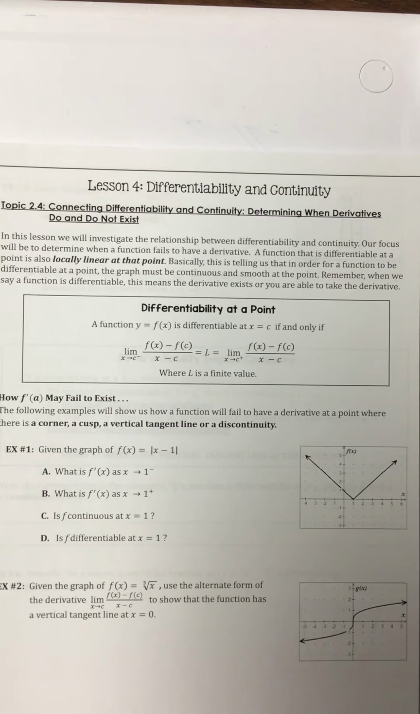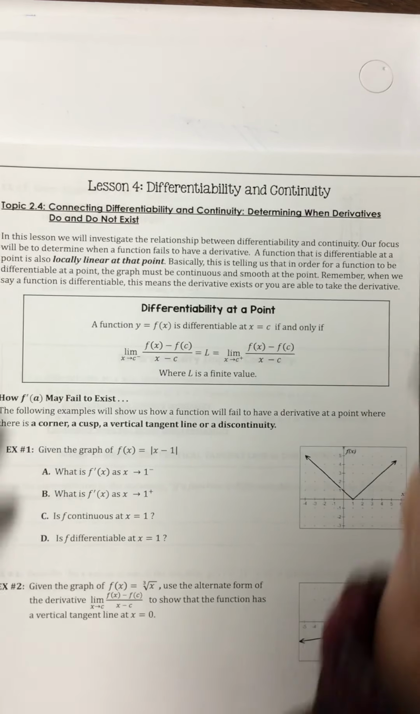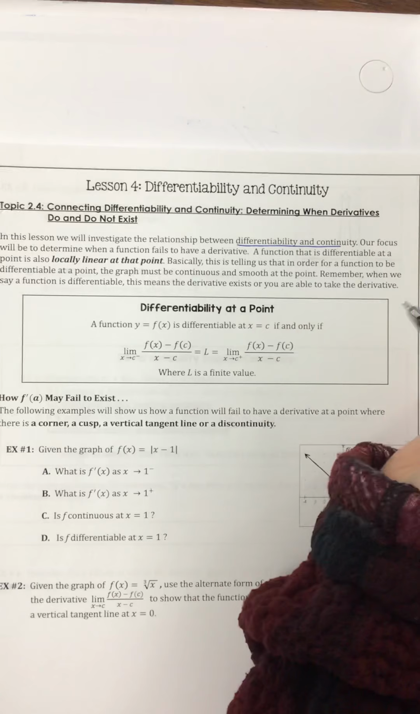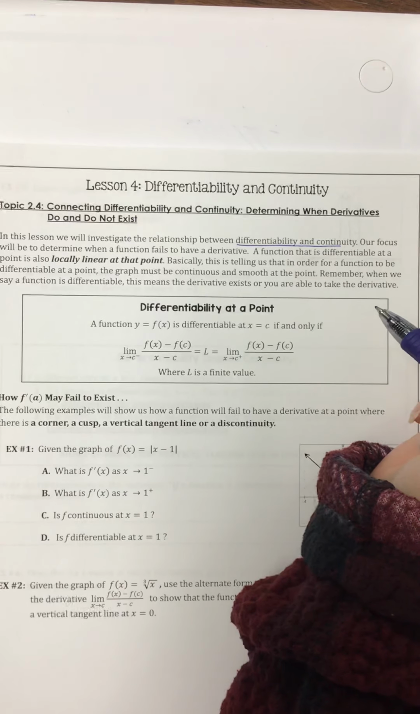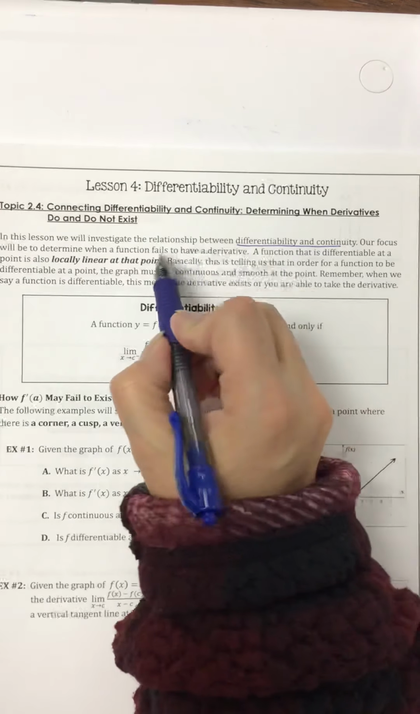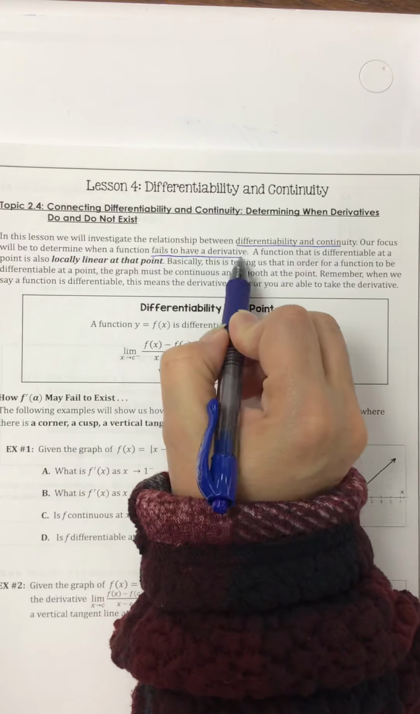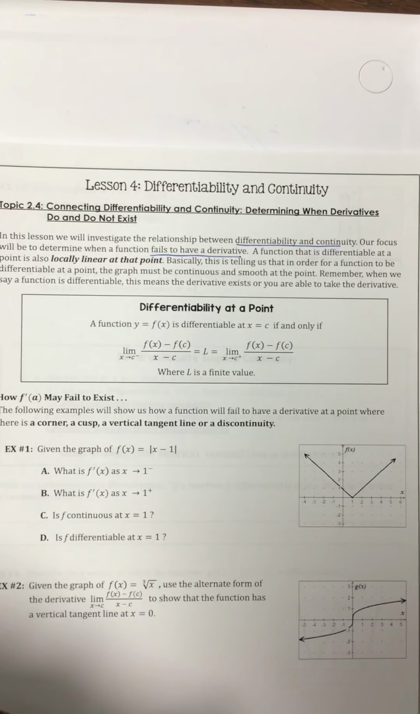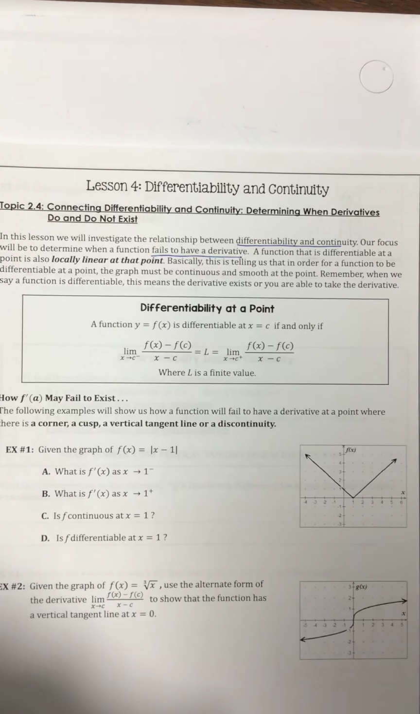Differentiability and continuity. In this lesson, we will investigate the relationship between differentiability and continuity. Our focus will determine when a function fails to have a derivative. A function that is differentiable at a point is also locally linear at that point.